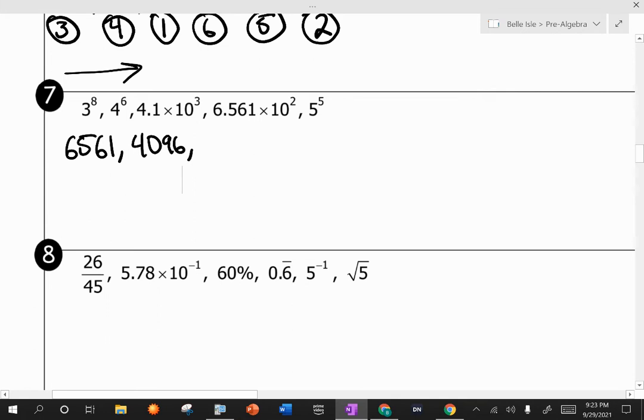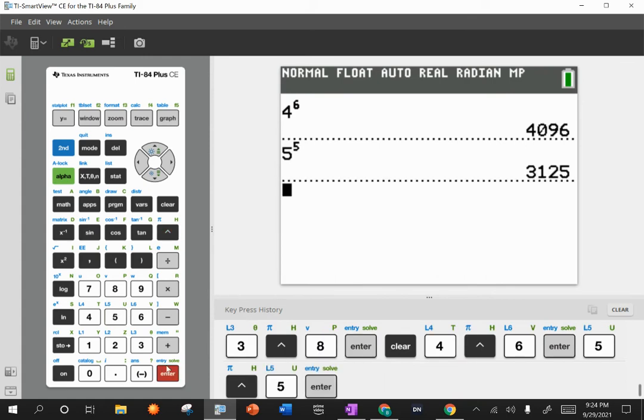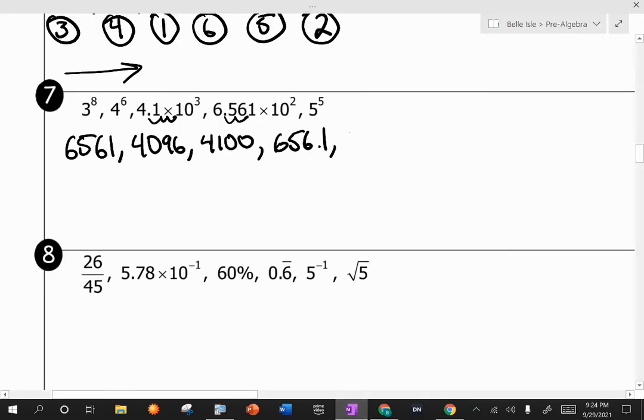So that's our scientific notation. We're going to move the decimal 3 places to the right. It's going to be 4,100. Okay, we've got 6.561 times 10 to the second power. We're going to move that decimal twice. It's going to be 656.1. Then we've got 5 to the 5th, which is going to be 3,125.